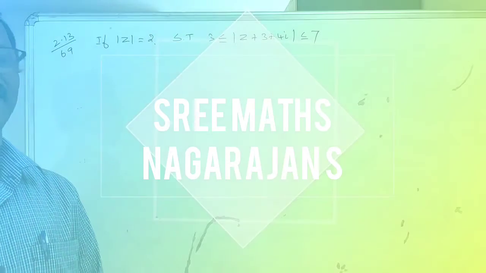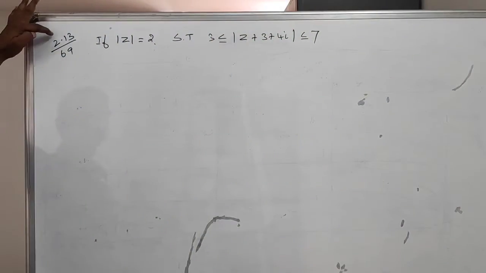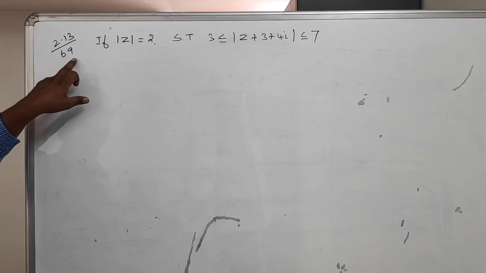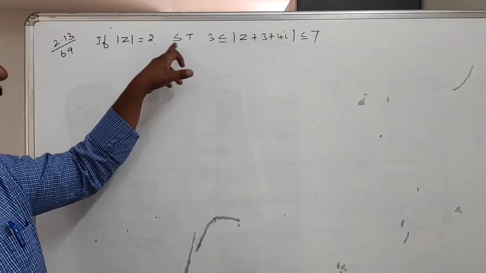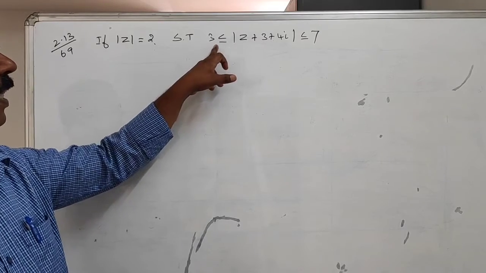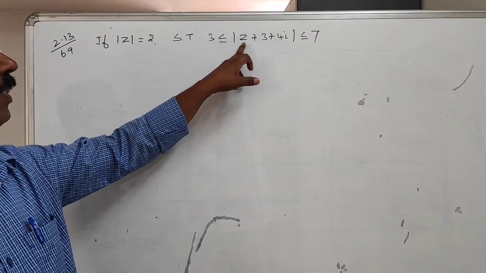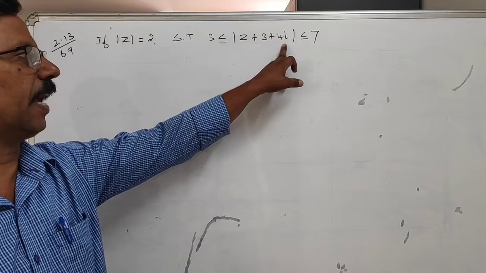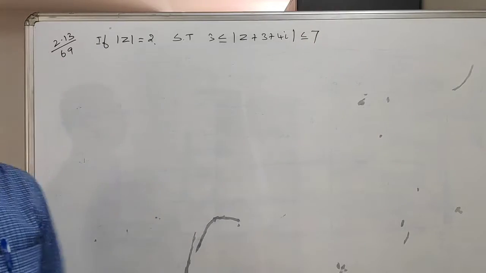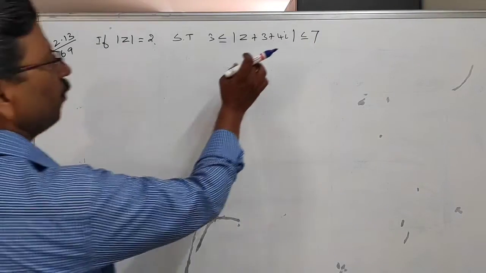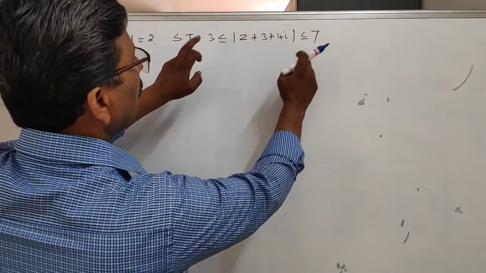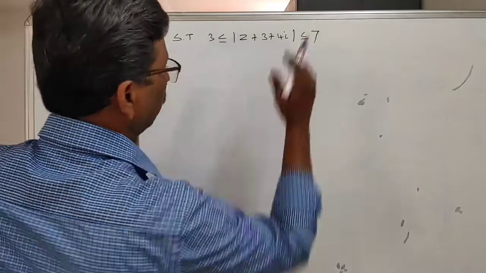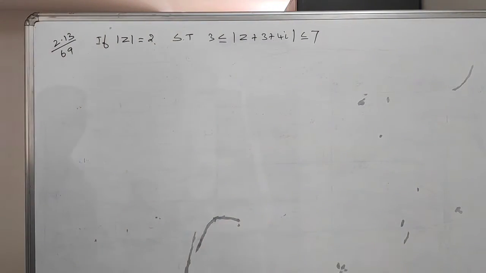Hi students, let us see the next problem. This is example 2.13 given at page number 69. If modulus z is equal to 2, then show that 3 is less than or equal to modulus of z plus 3 plus 4i, which is less than or equal to 7. Here, this particular modulus of a complex number lies between two limits, so it is better to go for this one.